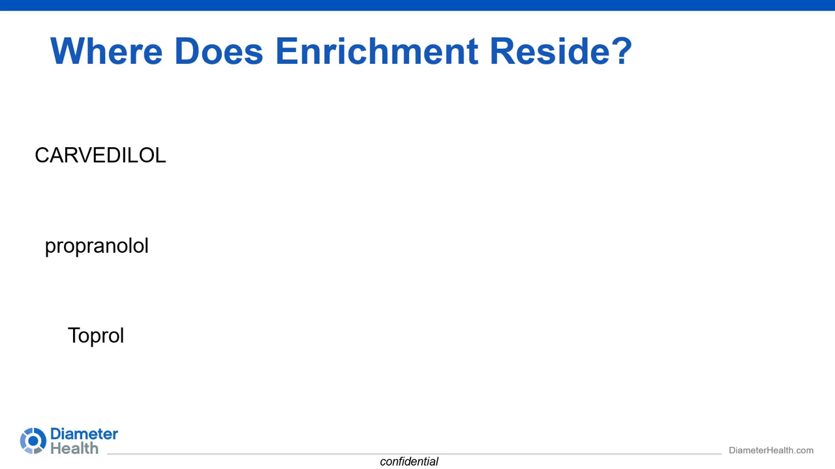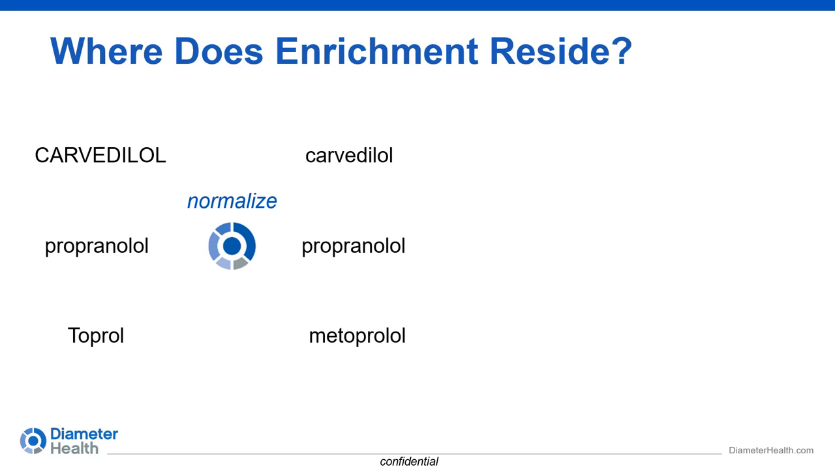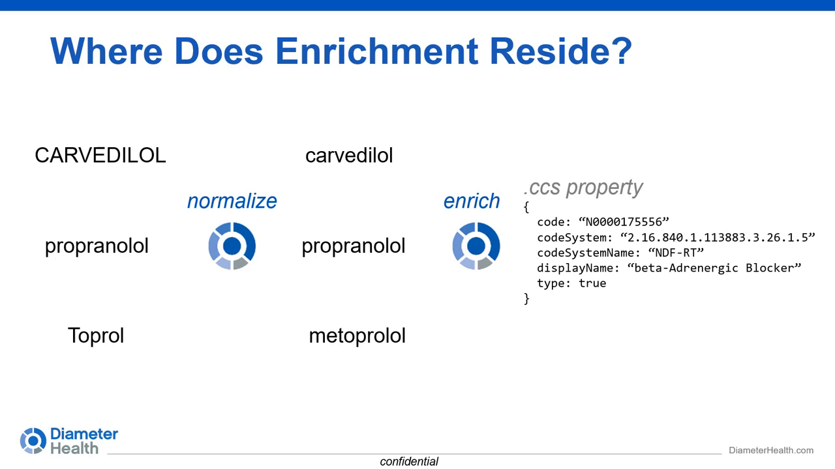Say that you have 3 patients, each on an individual beta blocker shown on the left hand of the slide. After that information flows through Diameter Health's normalization process, you will have a concept for each one of those drugs in a normalized code system, such as RxNorm. Once this information is in RxNorm, we can also begin to enrich it and actually tag metadata to say that this is a beta blocker drug. And we use a code and code system such as NDFRT to represent that information. This information is stored in the JSON data model of Diameter Health, and this specific example is stored in our CCS property, or clinical classification system.